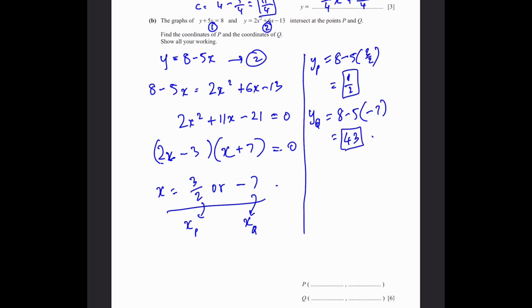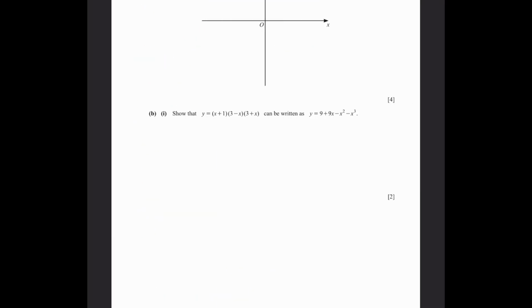So point P is going to be 3 by 2 comma half, and point Q is going to be minus 7 comma 43. You can write it as this is point P and this is point Q. It's still correct. Well, that's going to be our answer. Now going to question 9.